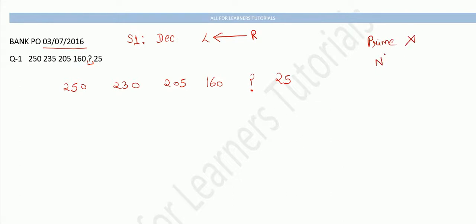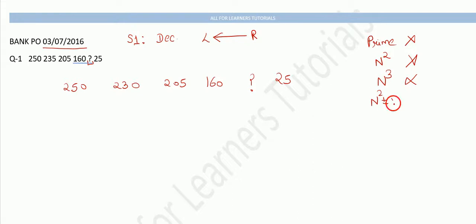Whether it is an n square number series: 250 is not a square of anything, and this one is also not a square of anything, so it is not an n square series. N cube series: is 250 an n cube of anything? No. 230 is also not the cube of anything, so it is not even an n cube series.